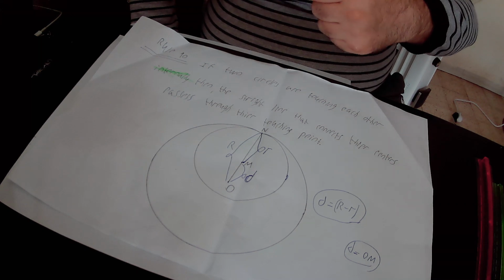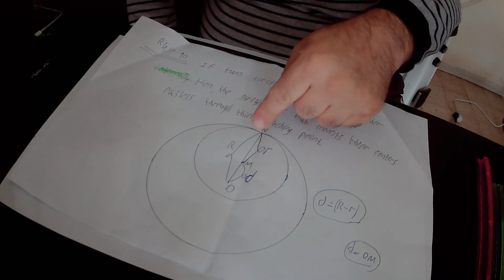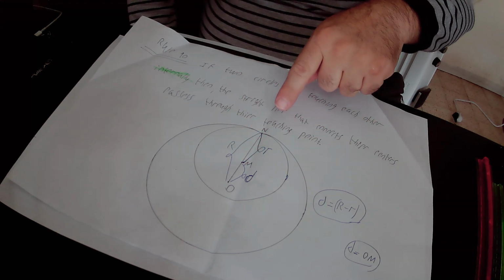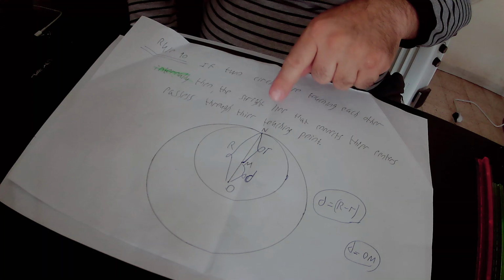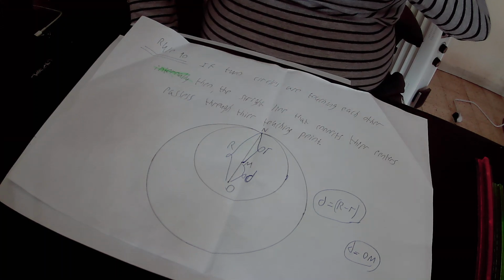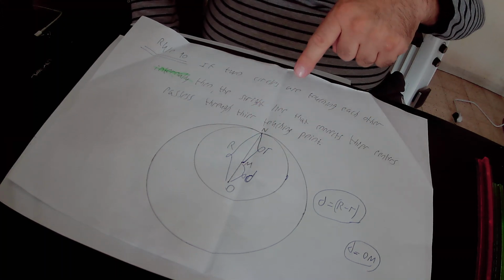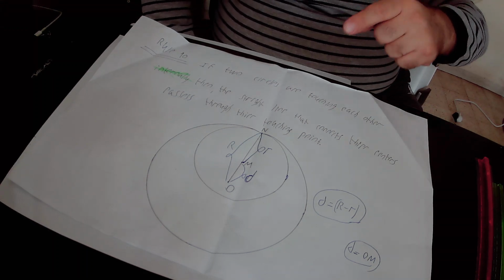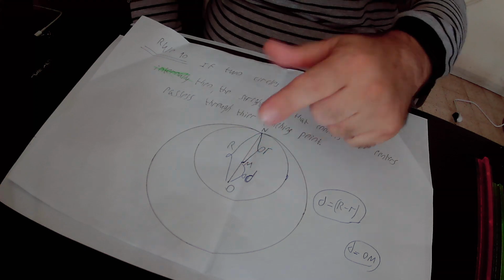And the straight line that connects their centers together is OM. This straight line OM must pass through their touching point. That is to say, it must pass through point N, that is their touching point. OMN is one straight line, and the distance between their centers is OM.